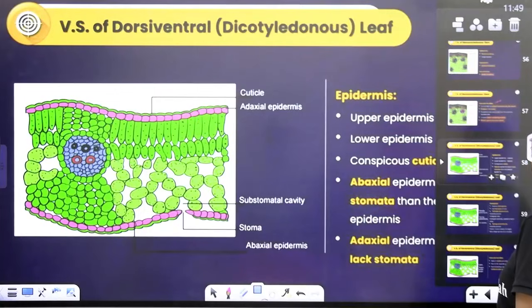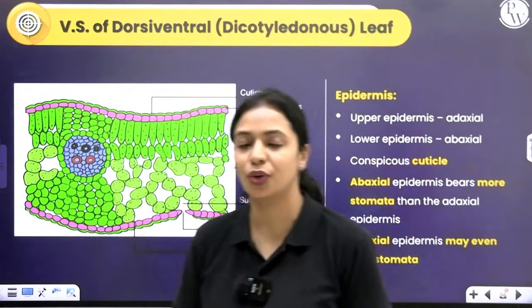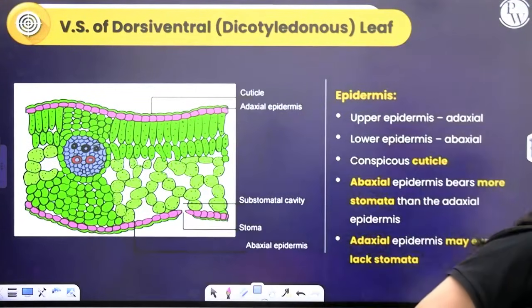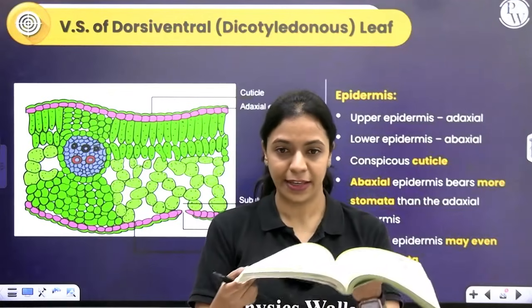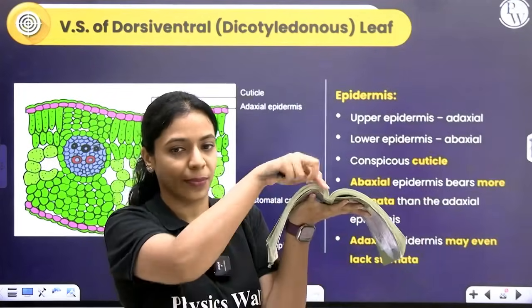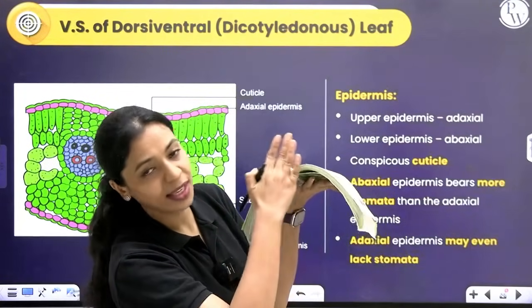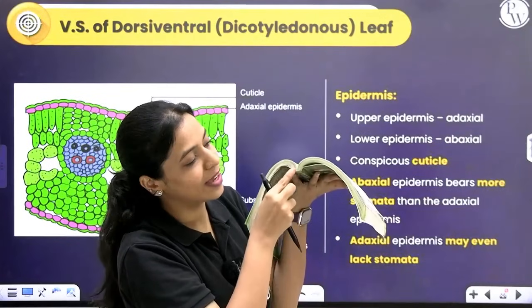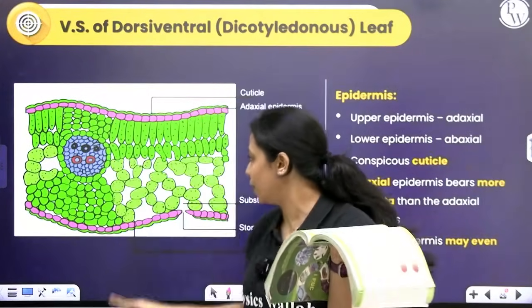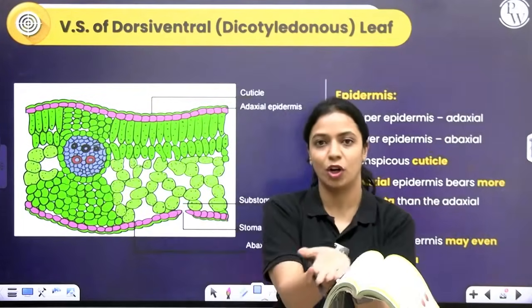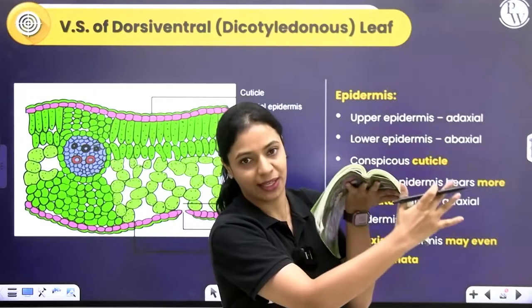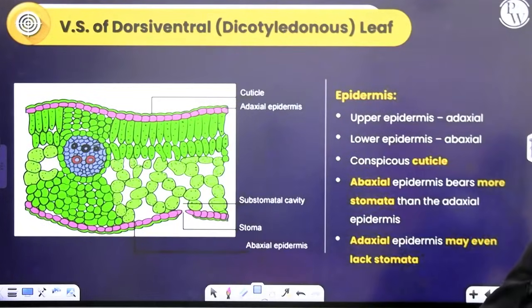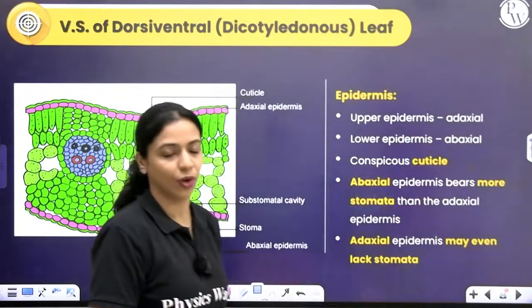Last part, we have to talk about the leaves in dicots and monocots. If this is a leaf, let's say this is the midrib, the section that we are taking is like this. So whatever vascular bundles are there in the midrib, that will appear like this. In leaf we are not taking a section like this, we are taking a section like this. So first we learn about dicot leaf, then we learn about monocot leaf.